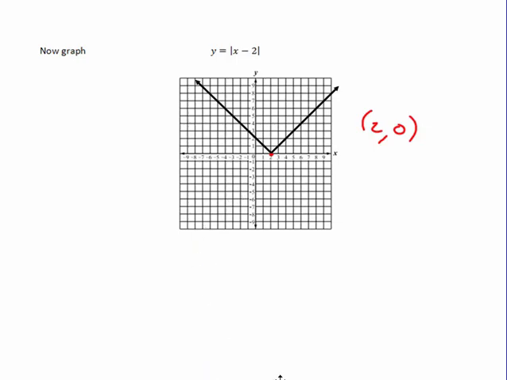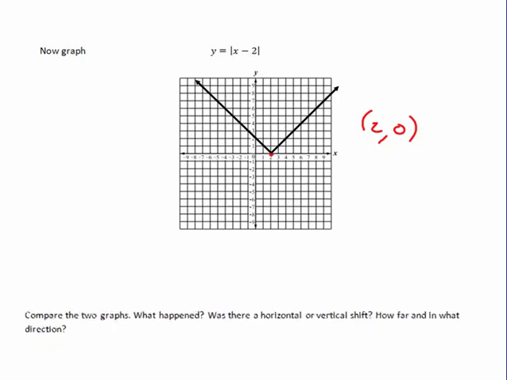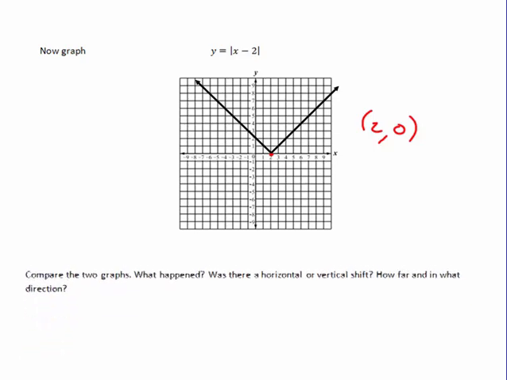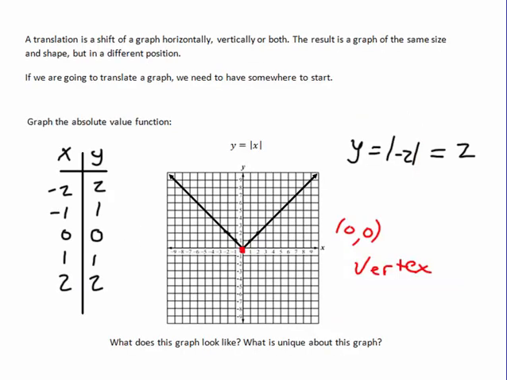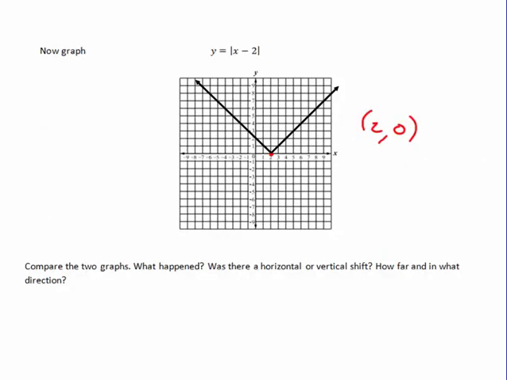So, was there a horizontal or a vertical shift? How far and in what direction? Well, let's take a look. Bring this up here. So, I would say that the vertex moves from here, 0, 0, to here at 2, 0. So this moves to the right 2 units.